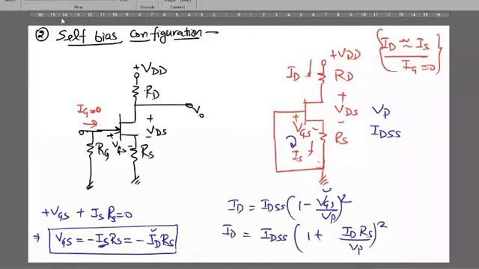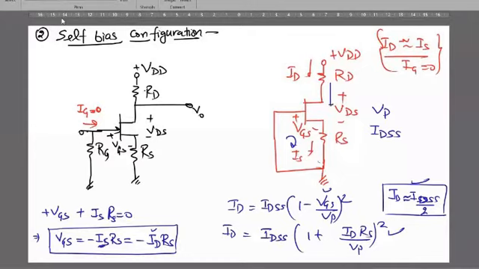So this will be somehow a little bit like ID goes to IDSS by 2 approximately in this configuration. This is approximately equal to IDSS by 2. Fine, and if you put this value of ID equals IDSS by 2 here, directly you can find VGS. And once you have calculated VGS, then you can apply the KVL equation in the output loop.